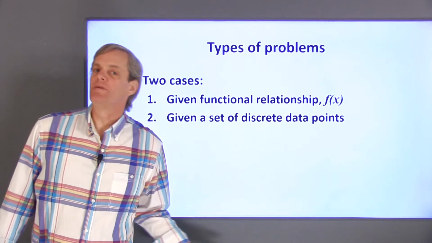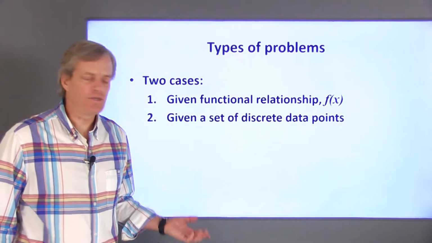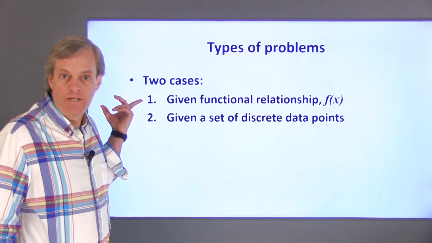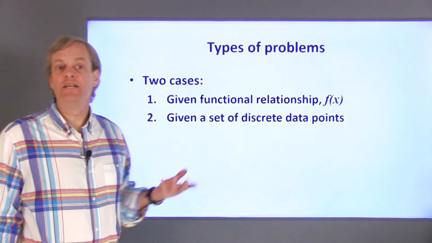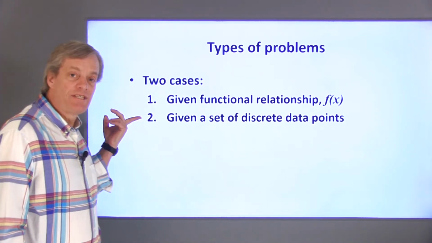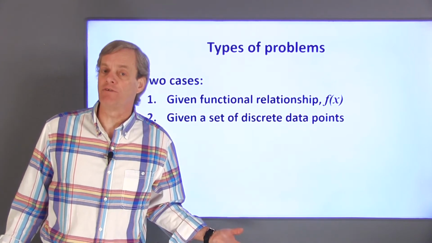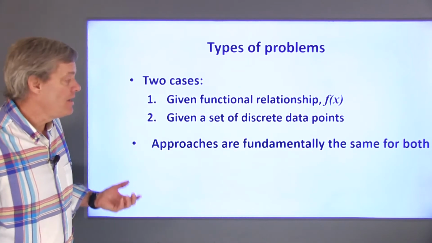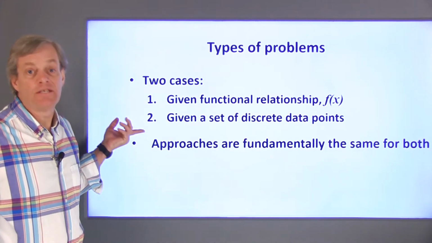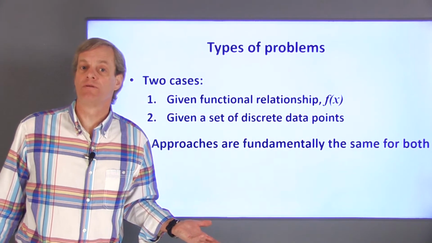There are two fundamental cases in which we may want to perform a differentiation. The first is probably obvious. We're given a symbolic functional relationship for f of x, and we need to differentiate it. The second is probably less familiar. We have a set of measured data points for which we don't have the underlying functional relationship. In numerical analysis, our approach to solving these two cases is basically the same. Either way, we're going to be using numbers.